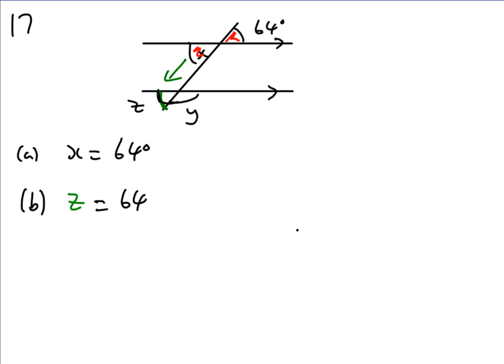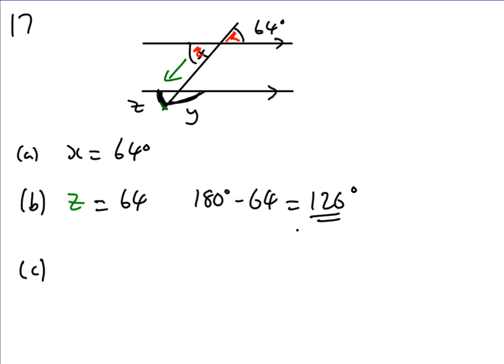And then we know here is a straight line. So if I do 180 degrees, which is a straight line, and take off the 64, my angle here, put it on my head, 126 degrees, and that's the angle of Y.